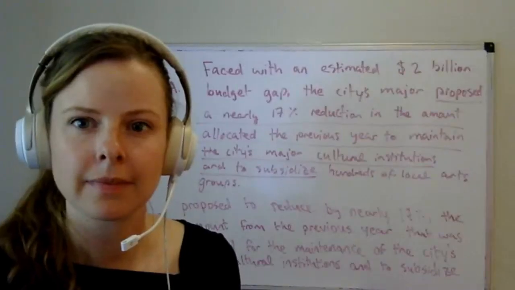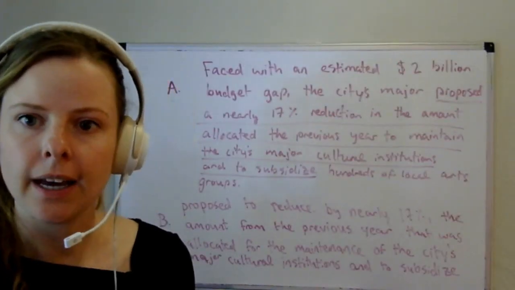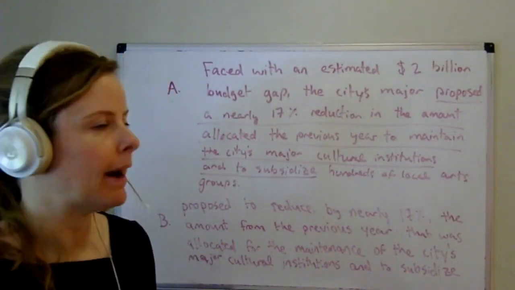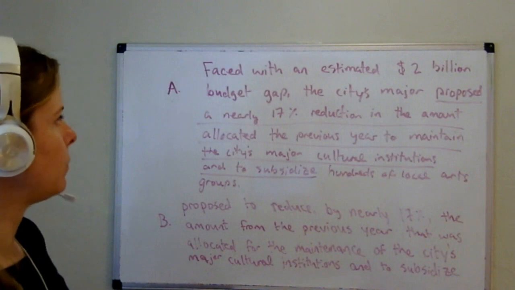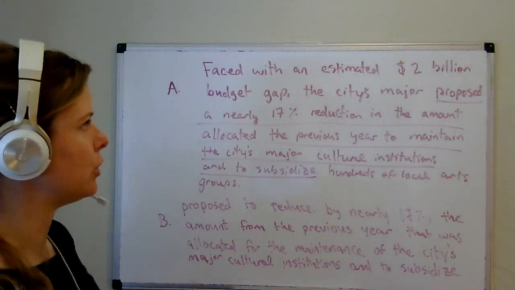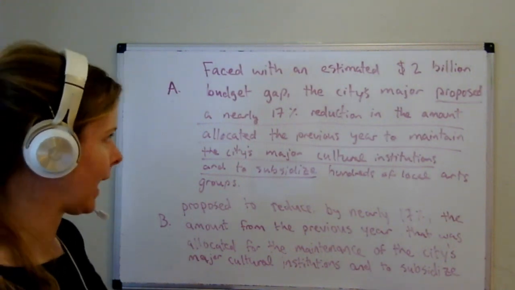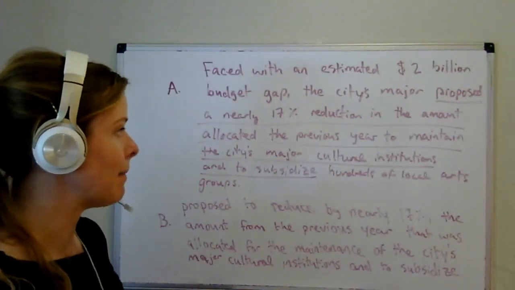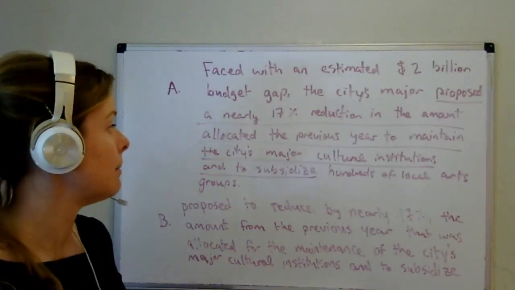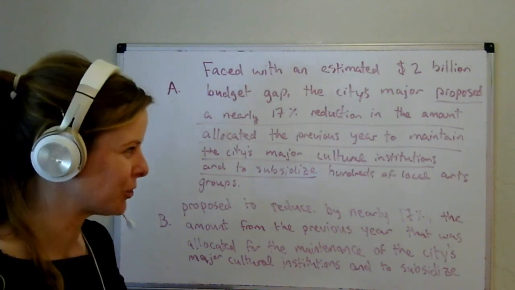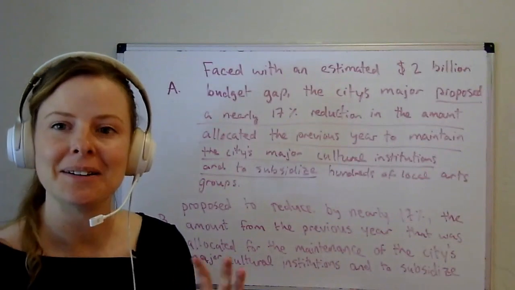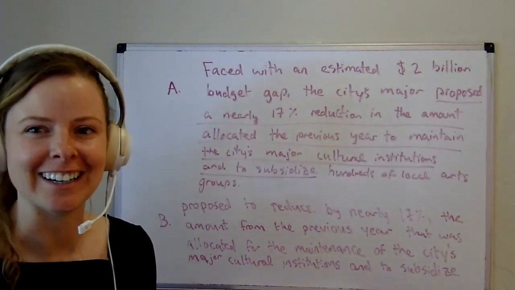All right, let's go ahead and go through this example. So as always, I will start out by reading A as a whole. Faced with an estimated $2 billion budget gap, the city's mayor proposed a nearly 17% reduction in the amount allocated the previous year to maintain the city's major cultural institutions and to subsidize hundreds of local arts groups. Kind of a mouthful, kind of a lot going on here.